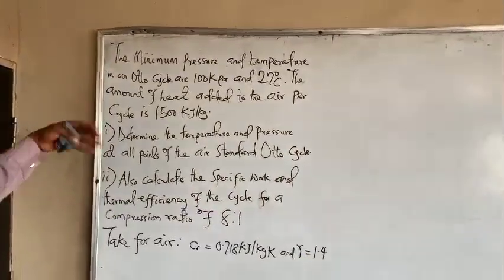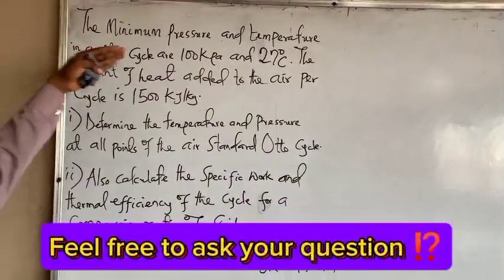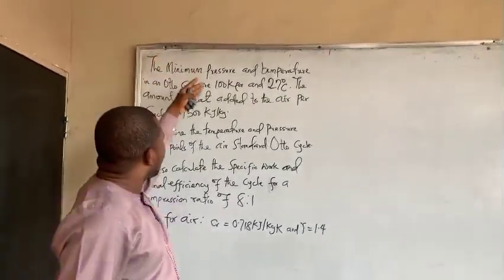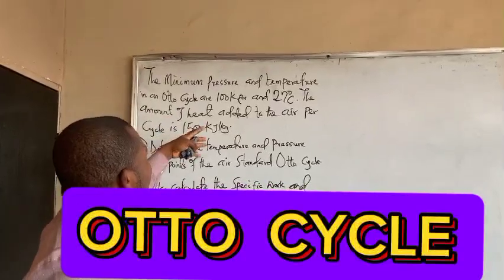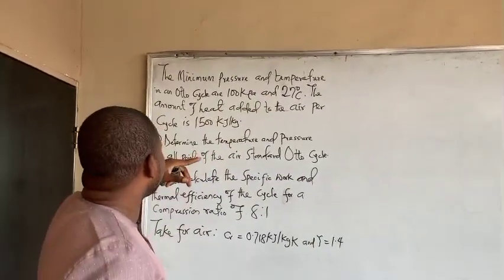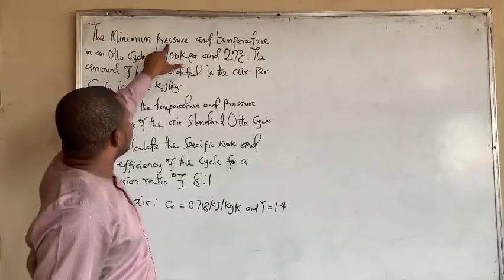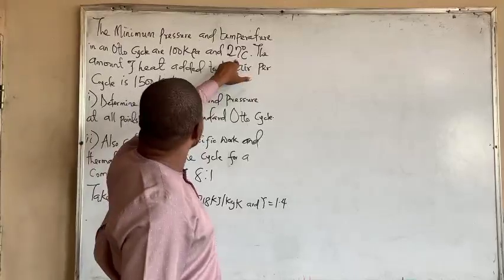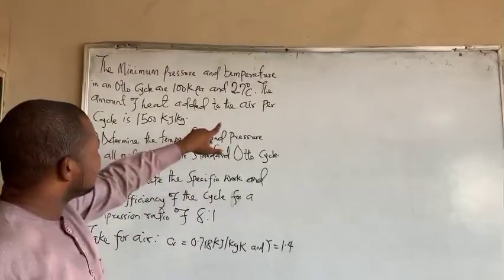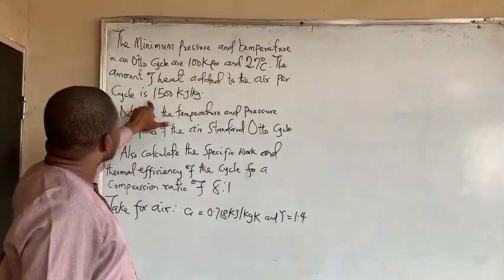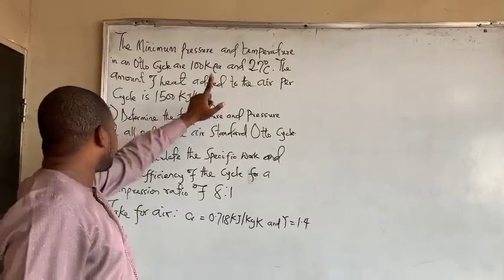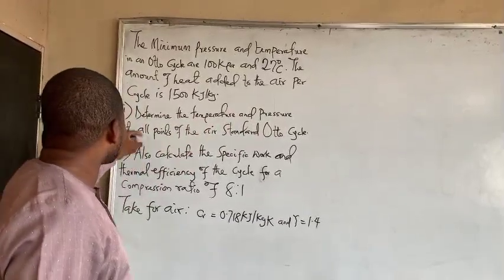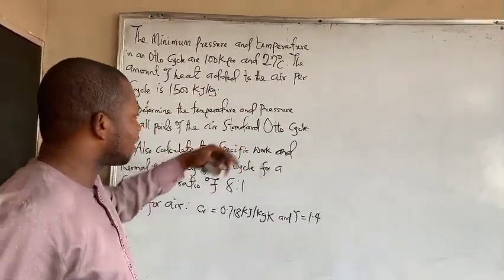Looking at this question, we have the minimum pressure and temperature in an Otto cycle are 100 kilopascal and 27 degrees, meaning that the minimum pressure here is P1 and the temperature is T1. The amount of heat added to the air per cycle is 1,500 kilojoule per kilogram. The question says, determine the temperature and pressure at all points of the air standard Otto cycle.